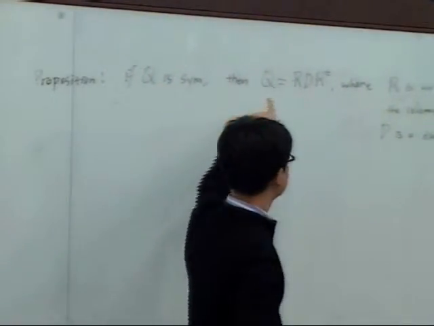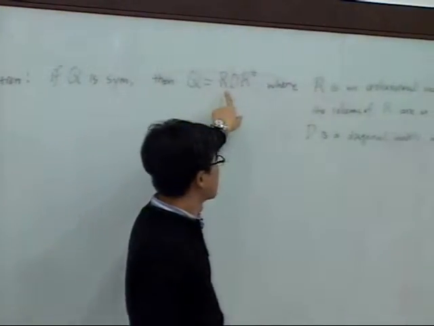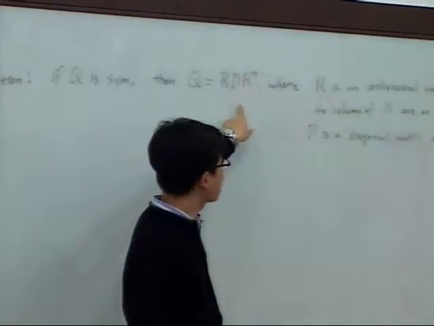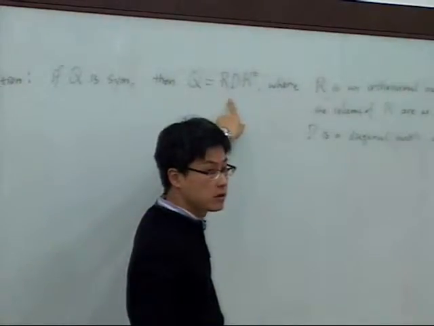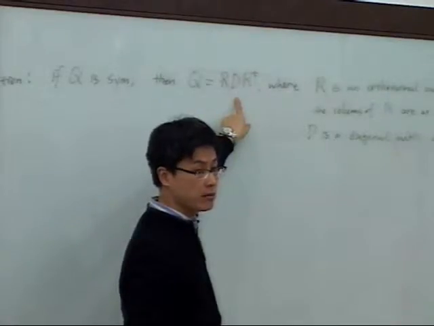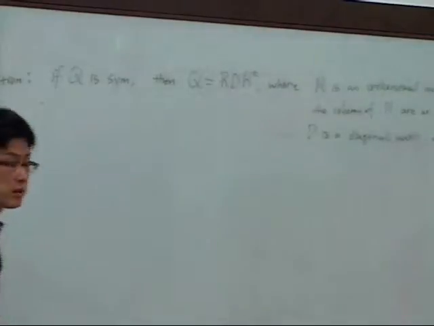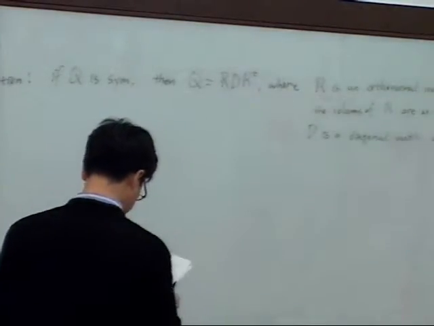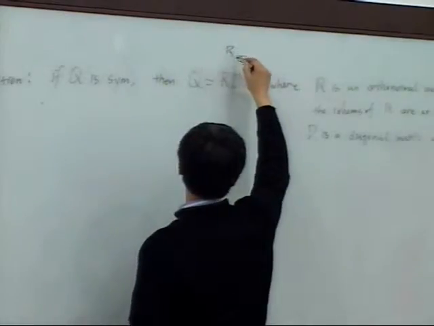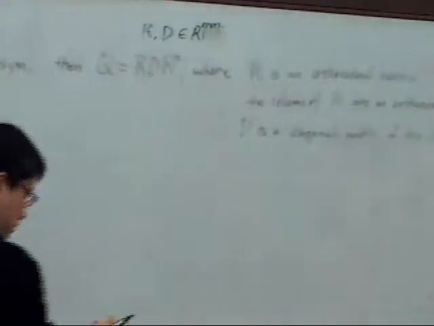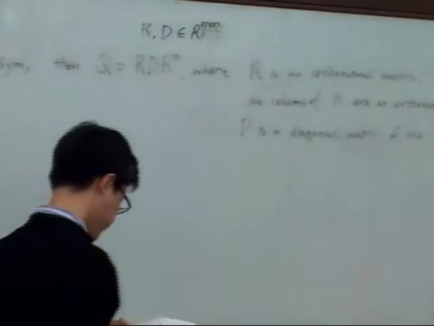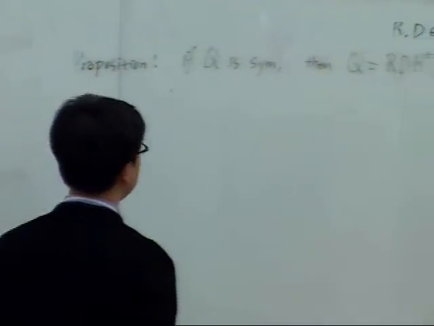Okay, the important thing is if Q is a square matrix and Q is symmetric, then you can decompose this Q into R D R transpose, where R is an orthonormal matrix, and the columns of R are an orthonormal basis of eigenvectors, and D is the diagonal matrix consisting of eigenvalues. That's a very important characteristic of this square symmetric matrix. Okay, for the information, this R and D are square matrices. Okay, cool.